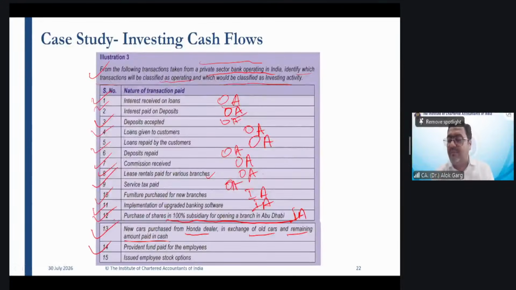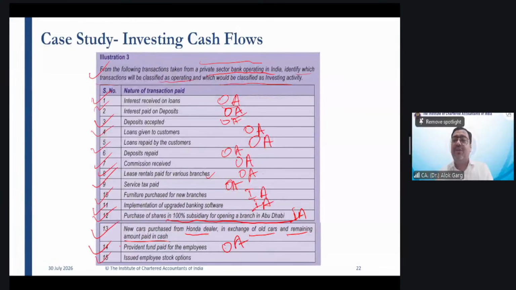Provident fund paid for employees. PF paid. Is it cash or is it non-cash? So provident fund paid for the employees, cash, operating or investing? You are paying for employees. It is your cost, operating activity.